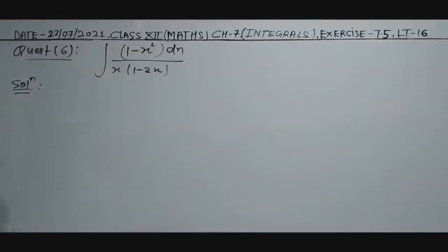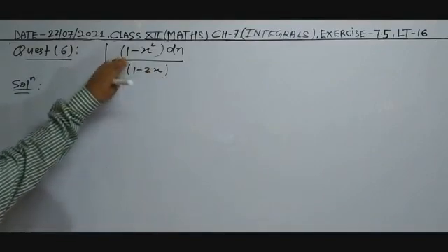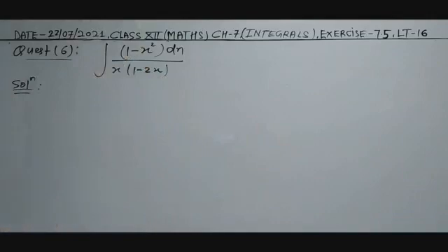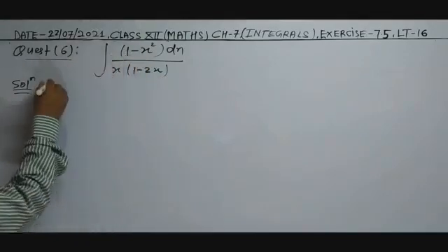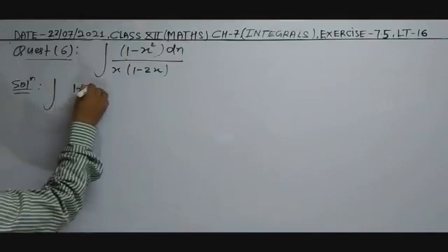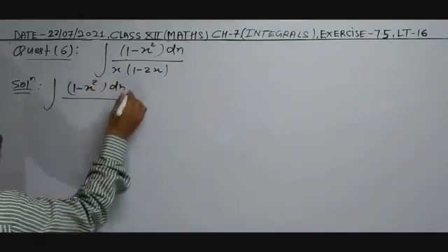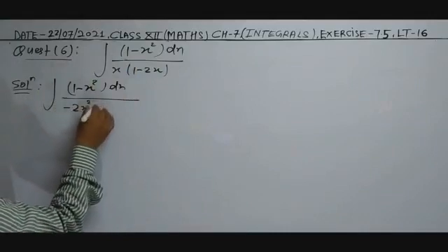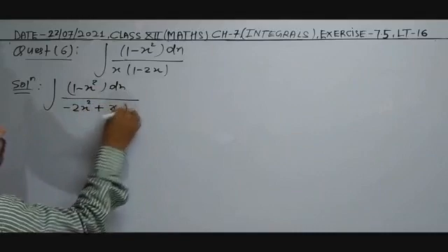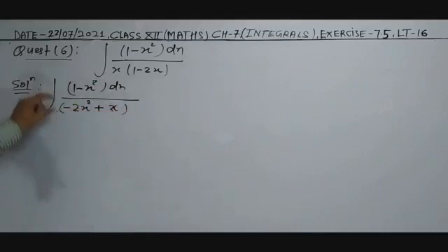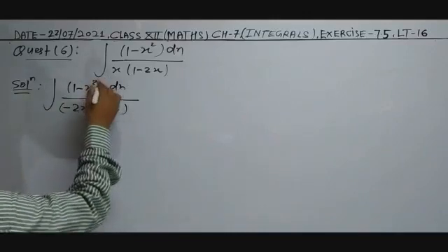Now question number 6 is integration of (1 minus x square) upon x times (1 minus 2x). So first of all write this in simplest form: 1 minus x square dx whole upon, this result will be minus 2x square plus x. You will see numerator and denominator both are quadratic and their power is same. So degree of numerator and degree of denominator is same. Now what you will do? First of all you have to divide.